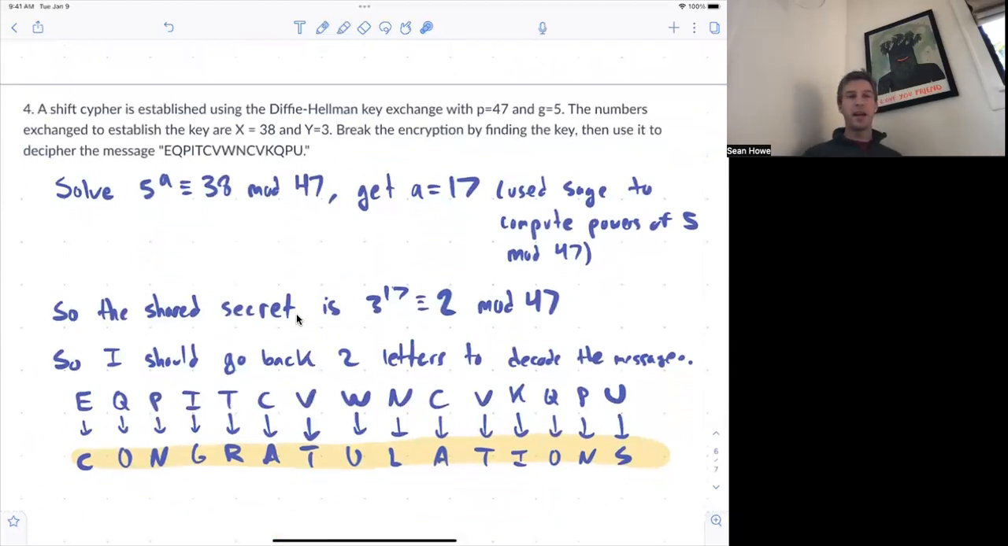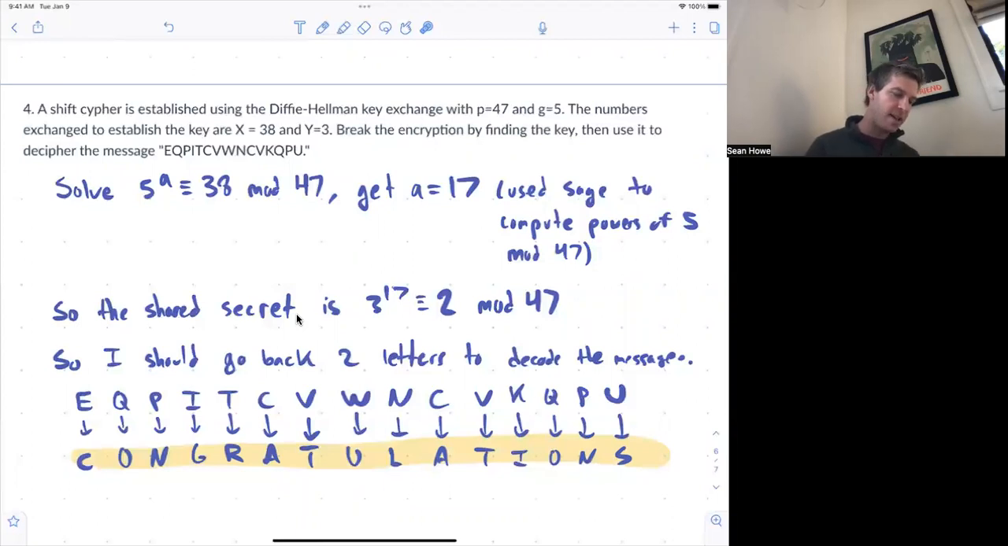When we do Diffie-Hellman, the idea is you establish a shared secret, and then you use that shared secret to do a shift cipher. That's the most basic, simplest way you can use Diffie-Hellman. The point of Diffie-Hellman is to get the shared secret, and then the shift cipher is just a way to turn that shared secret into a nice way to encode messages.